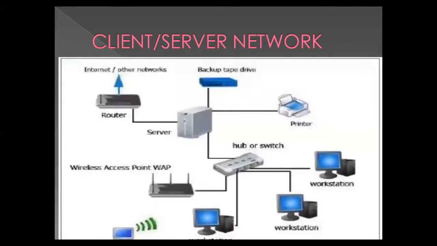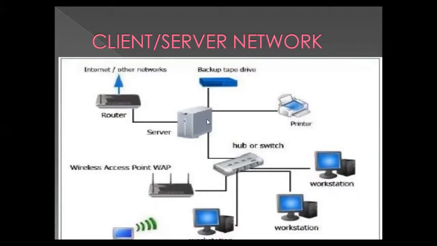Now, this is how a client server network looks like. You can see a main server, and that server is connected to the router. Why is it connected to the router? So that there is an internet connection. Another connection is backup, so everything that is in the server is backed up in one drive. And then a printer is there. Since the printer is connected to the server, all these computers can connect to the printer.